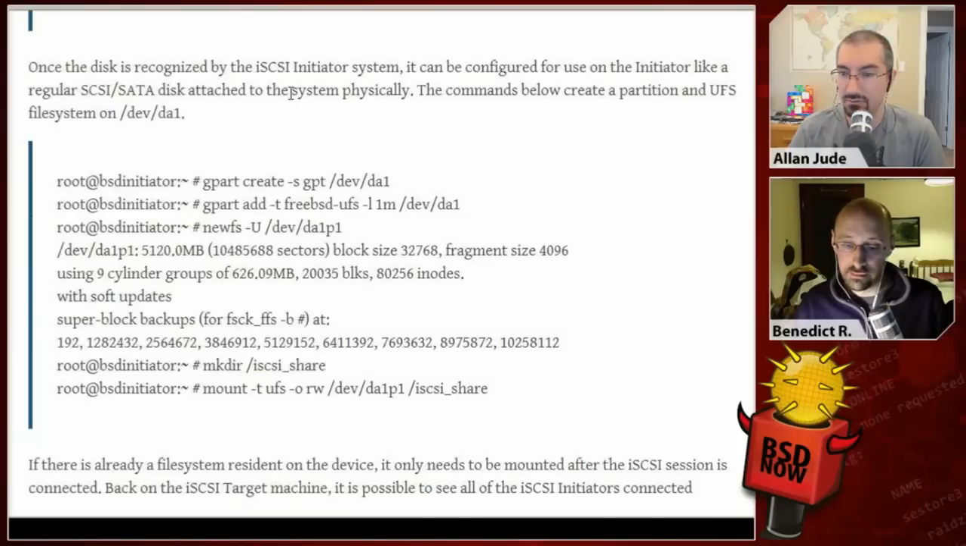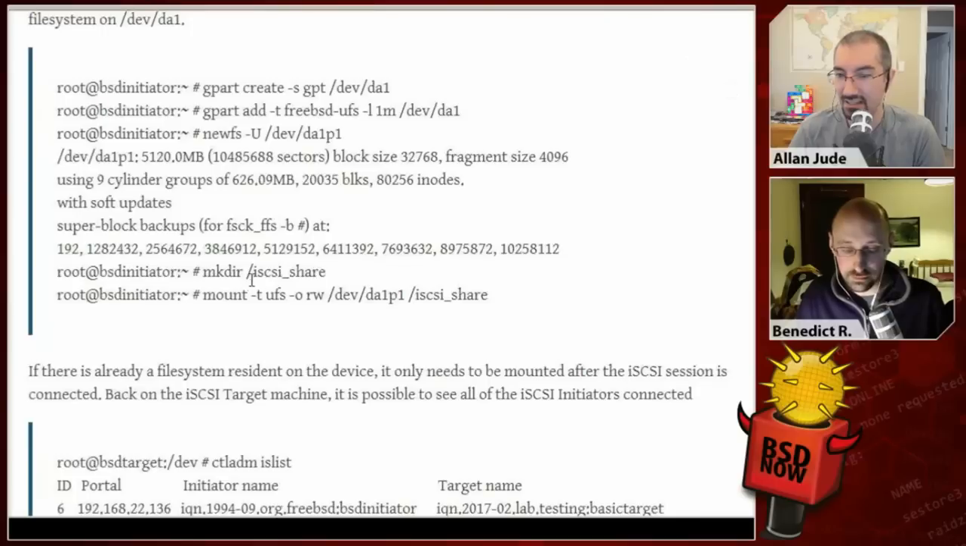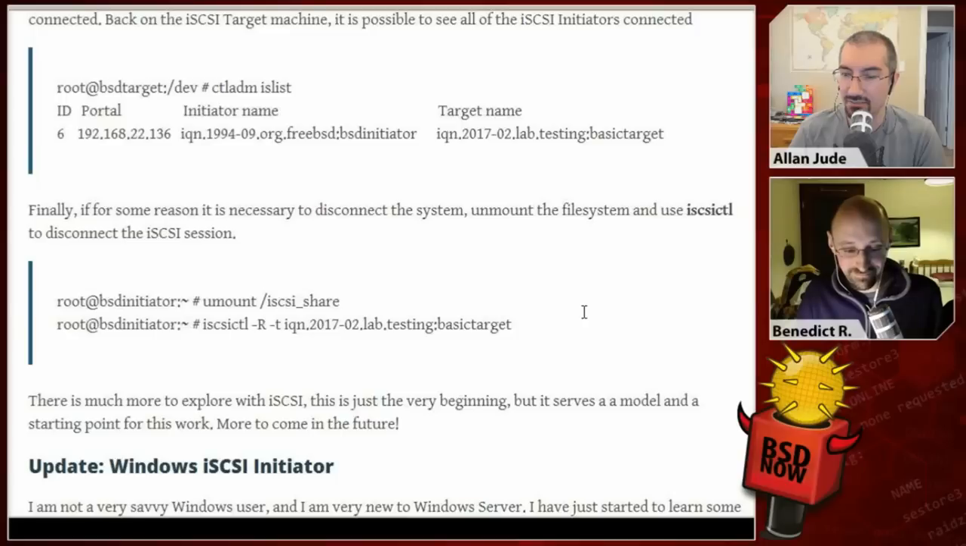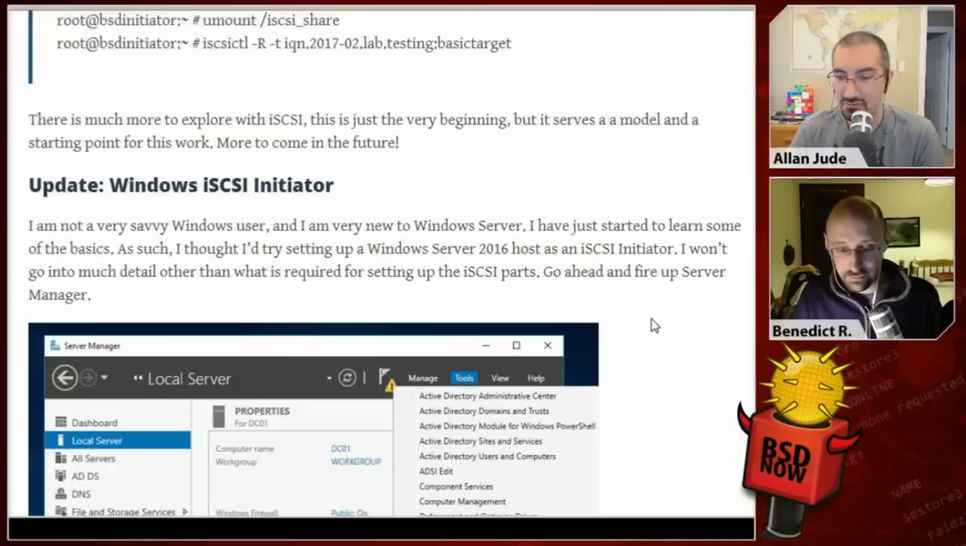But then they go through and partition the disk, add a FreeBSD UFS partition, format the partition with UFS, make a mount directory, and then mount it. And now you have an iSCSI share directory that's a UFS file system on the hard drive on a different machine. And you just use it, and it works. It's great. And it also shows you how to unmount it and disconnect it for when you're finished. But if that looked easy, that's because it is.